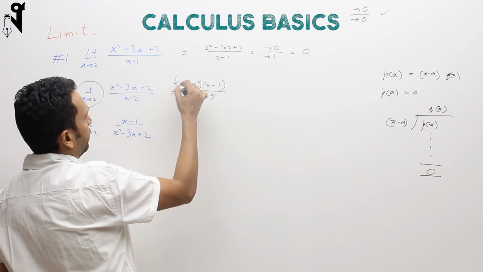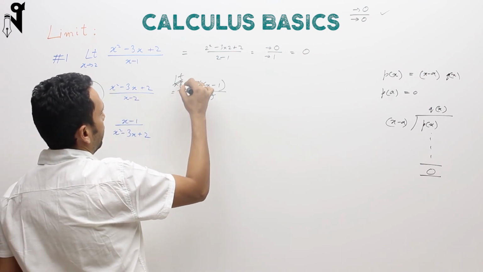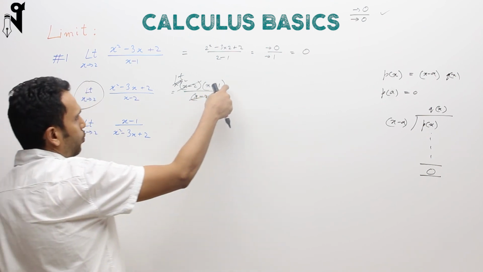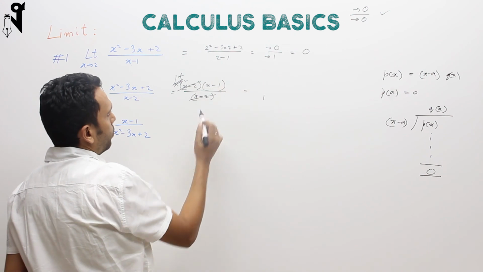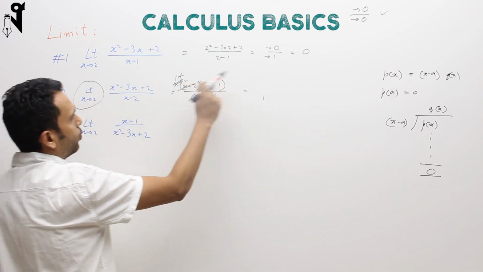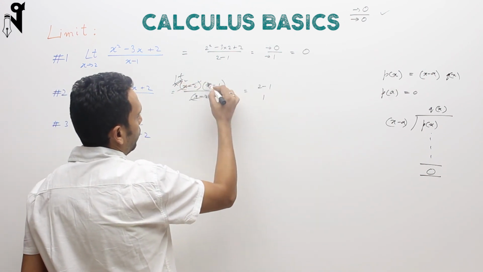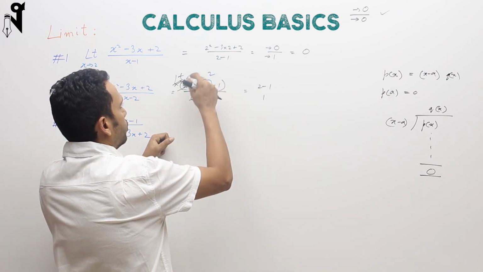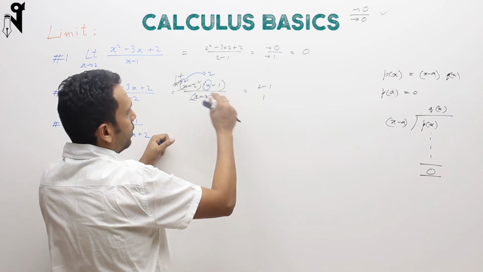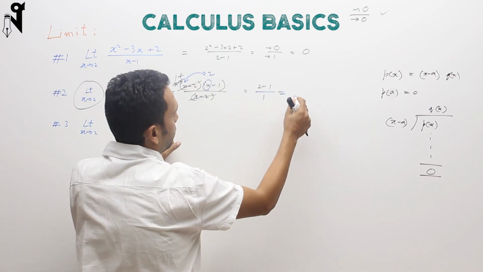I'm just not writing it, but it is still there: limit x tends to 2. Now it's a no-problem one because at the bottom we have a 1. On the top we'll just plug in the value: 2 minus 1. So I plugged in 2 instead of x, the value of the limit. 2 minus 1 is 1, hence the answer is 1.